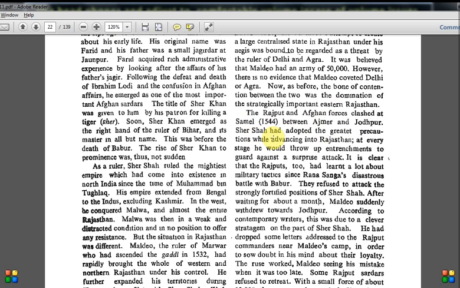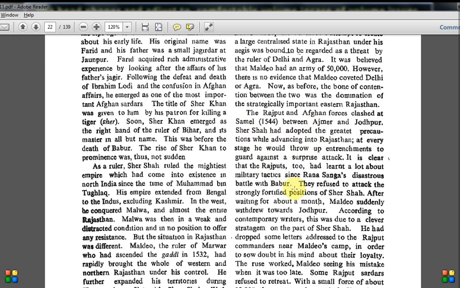Sher Shah had adopted the greatest precautions while advancing into Rajasthan. At every stage, he would throw up entrenchments to guard against a surprise attack. It is clear that the Rajputs too had learned a lot about military tactics since Rana Sanga's disastrous battle with Babur, that is the Battle of Khanwa, I think. So that was a disastrous battle, and so the Rajputs also were ready for any kind of surprise attacks. Sher Shah also was cautious. So both of them were tactically approaching this particular battle.